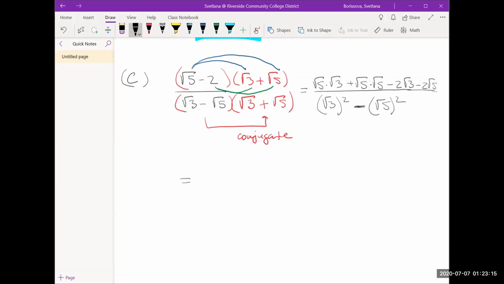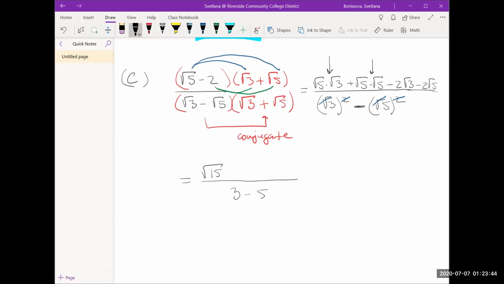Okay, now I'll go back to the denominator. In the denominator, the square will cancel the square root in both cases, for both terms. So I'm just left with 3 minus 5. And in the numerator, square root of 5 times square root of 3. 5 and 3 can see each other since they're both inside, so I can multiply them: square root of 15.